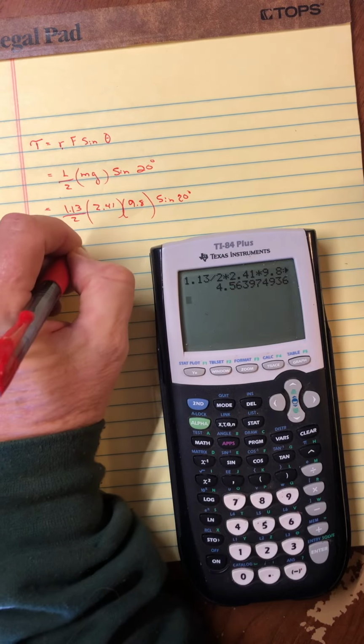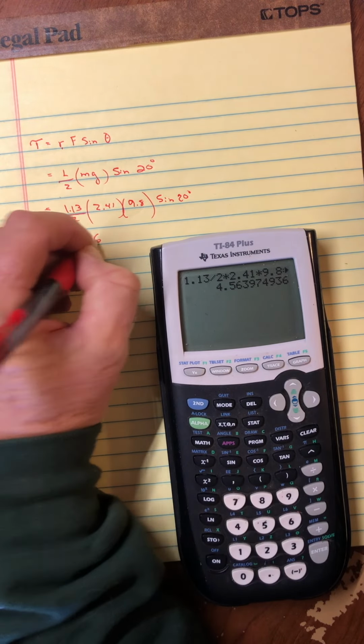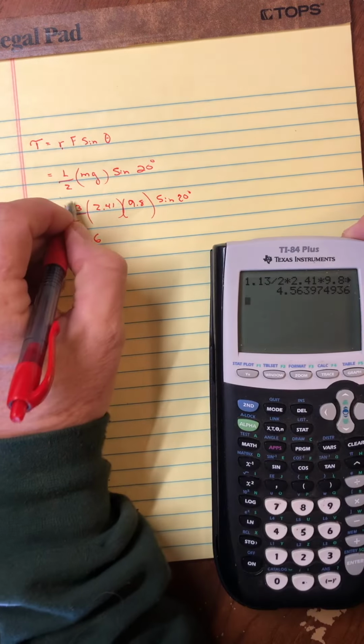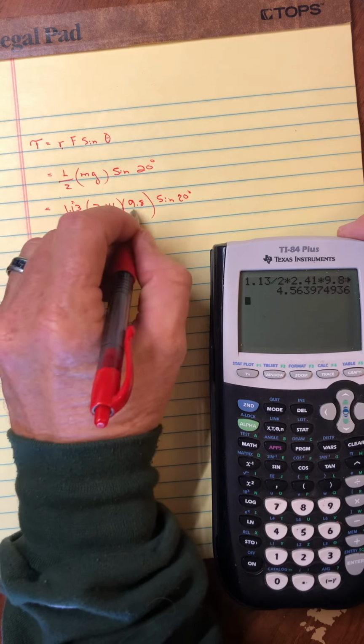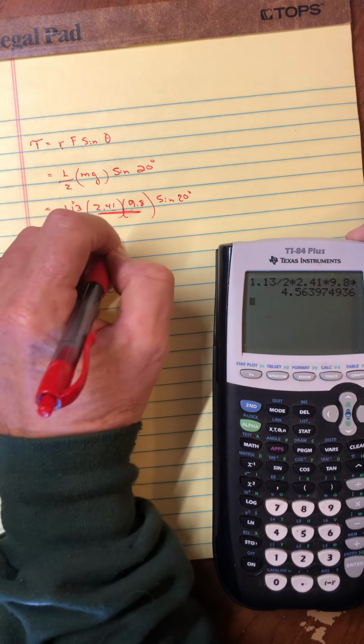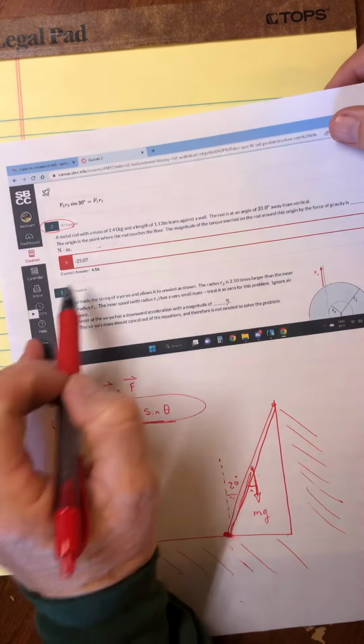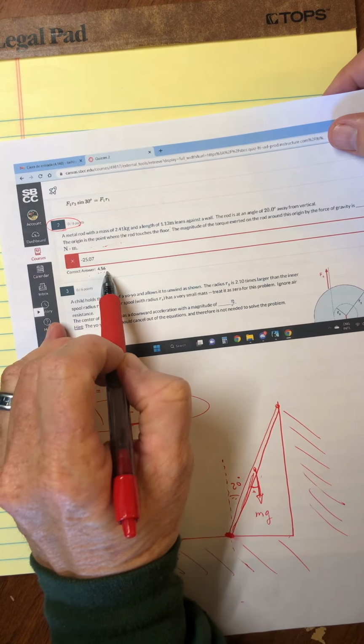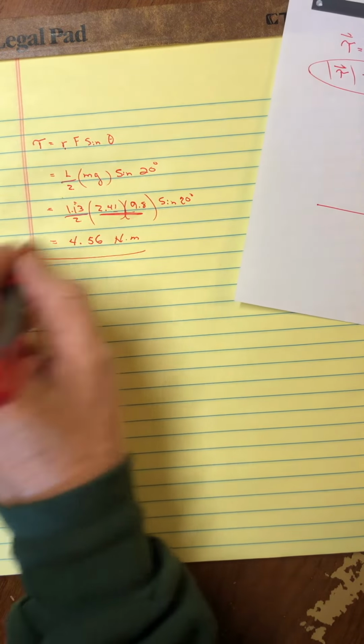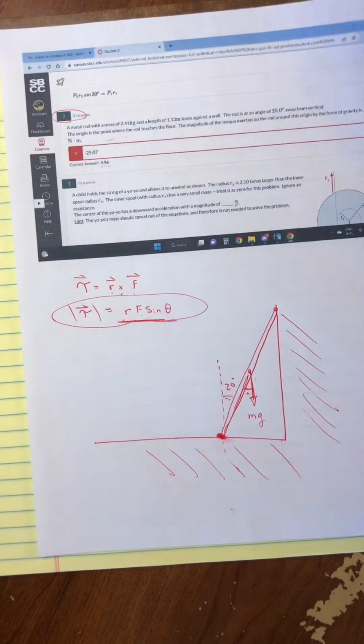And so 4.56, and remember length is in meters, and weight is in newtons, so this would be newton meters. So sure enough, 4.56 newton meters. All right, hope that helps somebody.